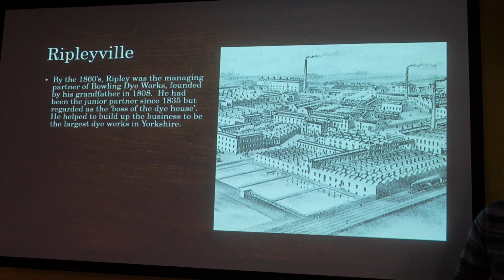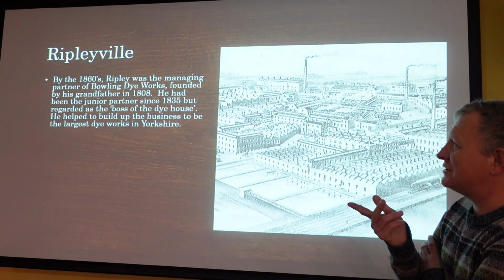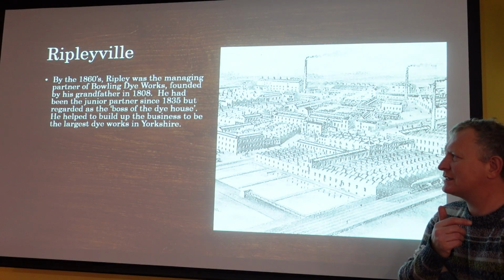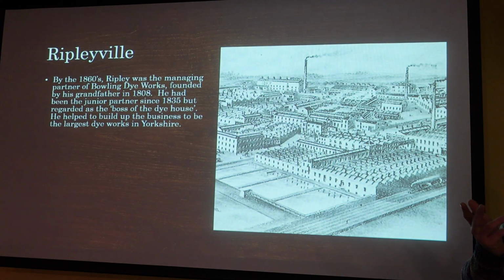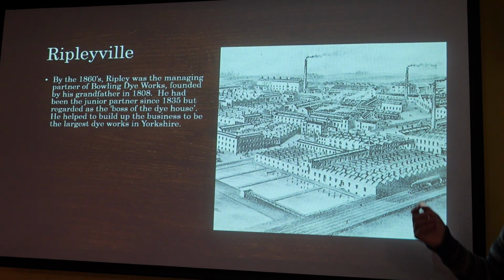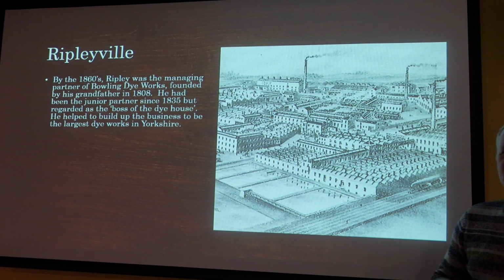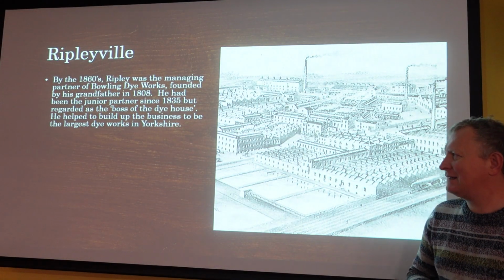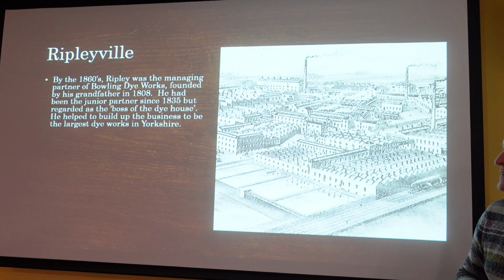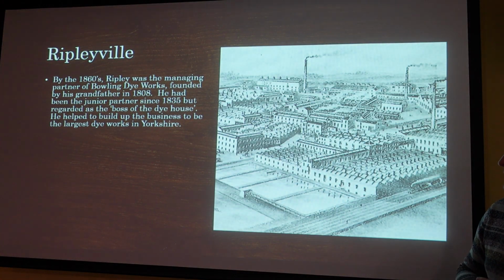So, by the 1860s, Ripley was the managing partner of Bowling Dye Works, which was founded by his grandfather in 1808. And as it says here, he'd been a junior partner since 1835, but he was generally regarded as the boss of the dye house. So he was the face of the dye house, and he really helped the business to become arguably the largest dye works in Yorkshire.